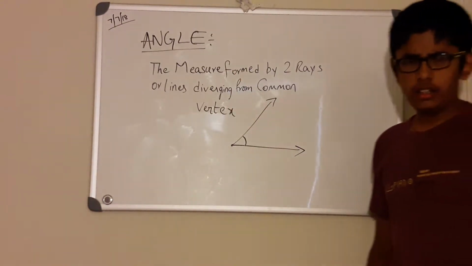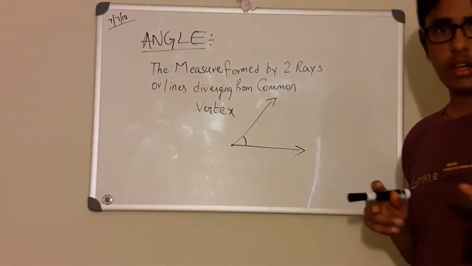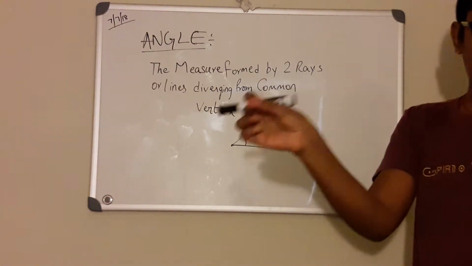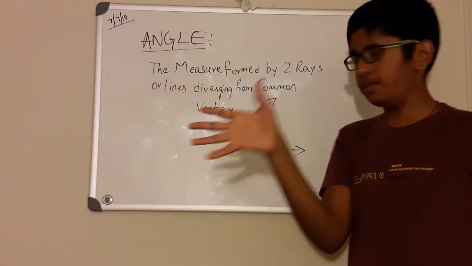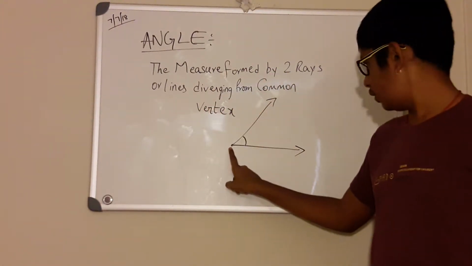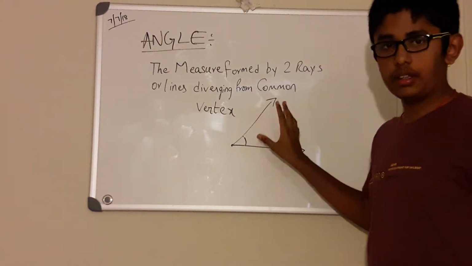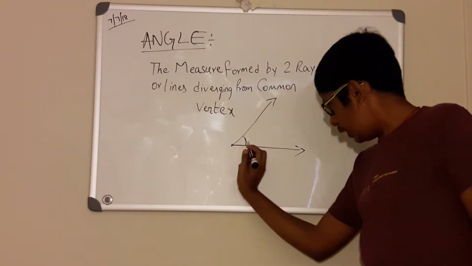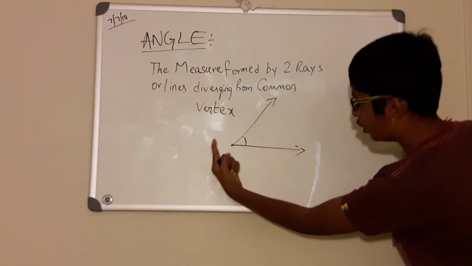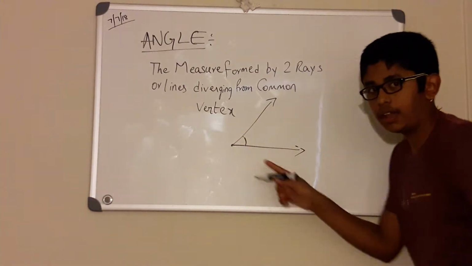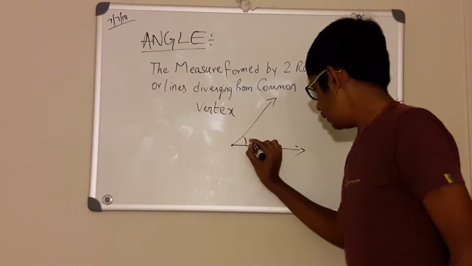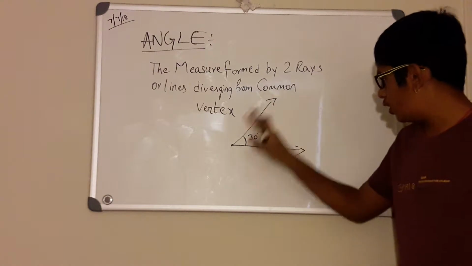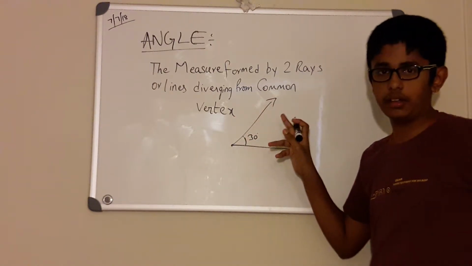Now let's talk about the angle. An angle is the measure between two rays or lines which diverge from a common vertex. A vertex is a point from which two rays or lines diverge from each other like this. This point is called the vertex, and these both are rays diverging from each other. The measure between these two rays is known as the angle. That means the amount of turn between these two rays is the angle. Suppose it is 30 degrees. Then the amount of turn between these two rays is 30 degrees.